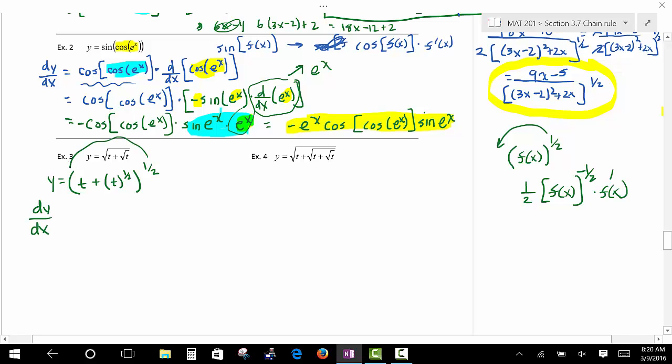So you're going to bring the 1/2 down. So that's going to be 1/2 times t plus t to the 1/2, and then that's going to be to the 1/2 minus 1. You can do that in your head if you want to. I usually just like to write that on there. Now I'm going to do the derivative of what?